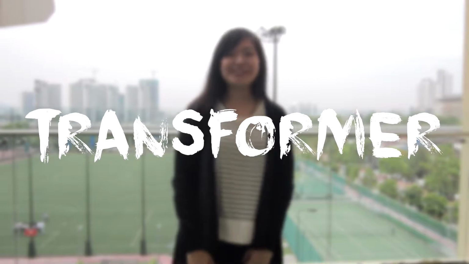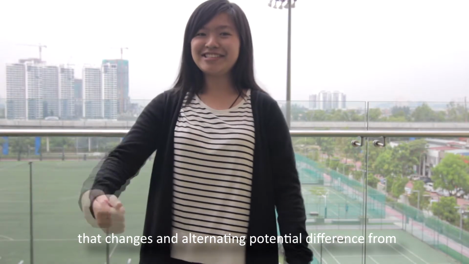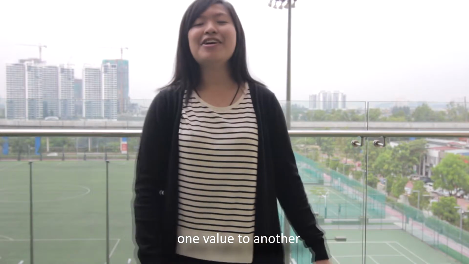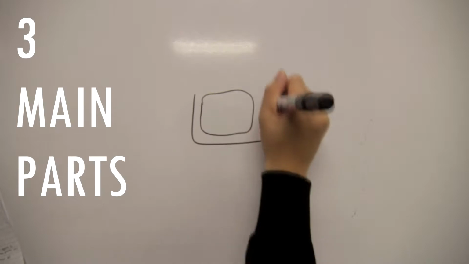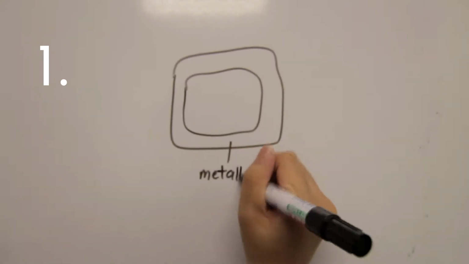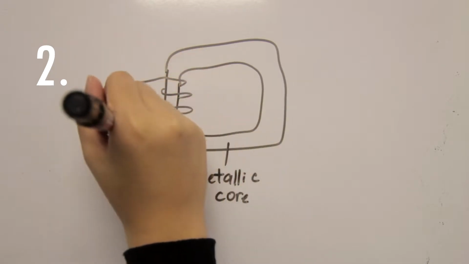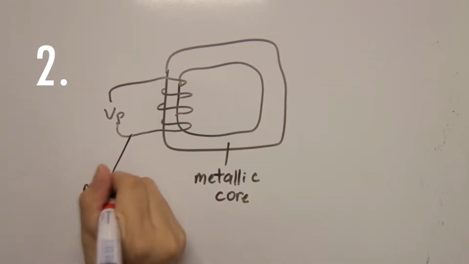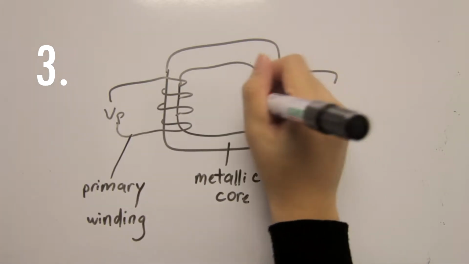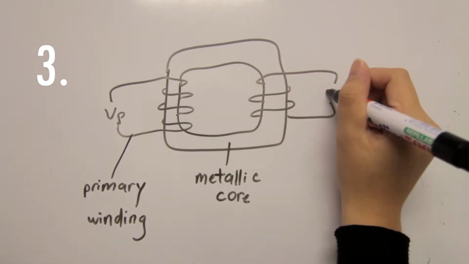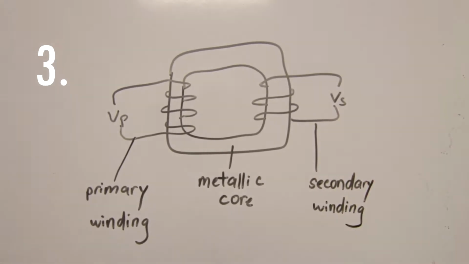What is a transformer? A transformer is a static device that changes an alternating potential difference from one value to another using the principle of electromagnetic induction. A transformer consists of three main parts: the metallic core, the primary winding, which produces magnetic flux when it is connected to an electrical source, and the secondary winding. The flux produced by the primary winding will pass through the core and link with the secondary winding to give the desired output of the transformer.